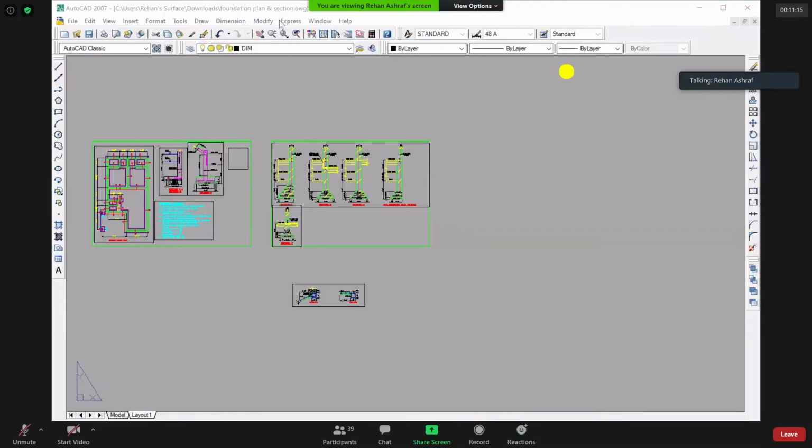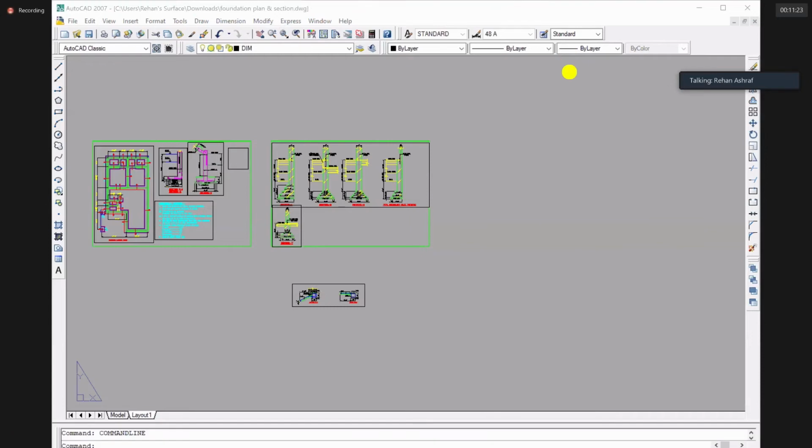Class, can you see the screen? Kindly tell me in chat. Do you see AutoCAD? Great. And you can hear my voice. Great.